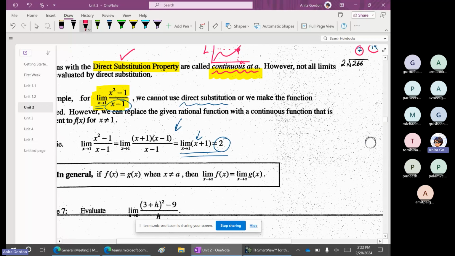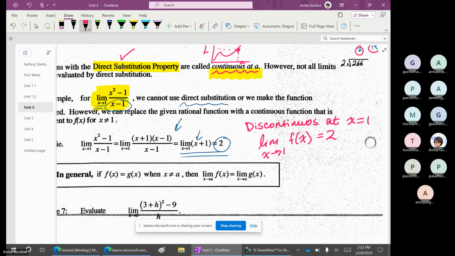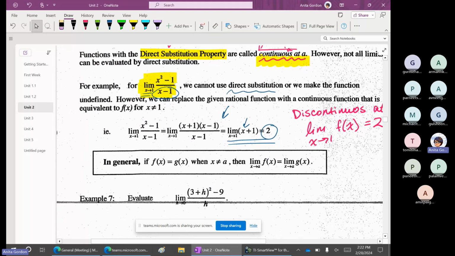However, my comment will be that it is discontinuous, because of the thing we factored out at x equals 1. But the limit as x approaches 1 of the function equals 2. So the limit exists but the function is discontinuous. Sometimes you will get lucky and get functions that factor out so you can use direct substitution, and sometimes you won't. It just depends.